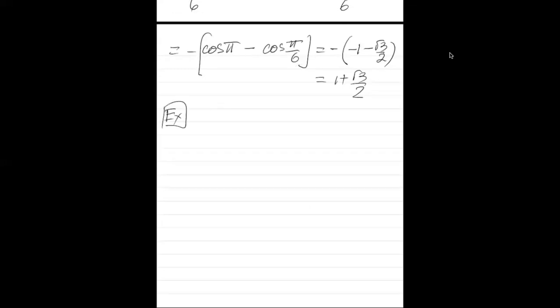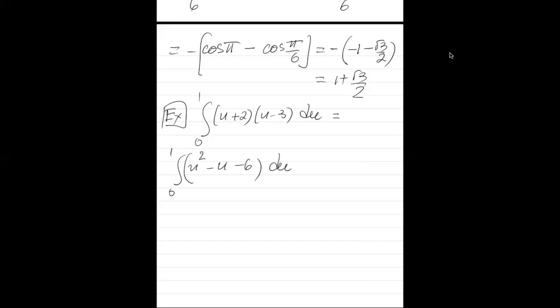Next example. Integral from 0 to 1, u plus 2 times u minus 3 du. All right, so I have a product and we don't have any formula for the integral of a product of two functions. So we definitely need to FOIL before we proceed with integration. So we FOIL and it's u squared minus u minus 6 after you FOIL and combine like terms, du. So now I have a polynomial and we can find the antiderivative here.